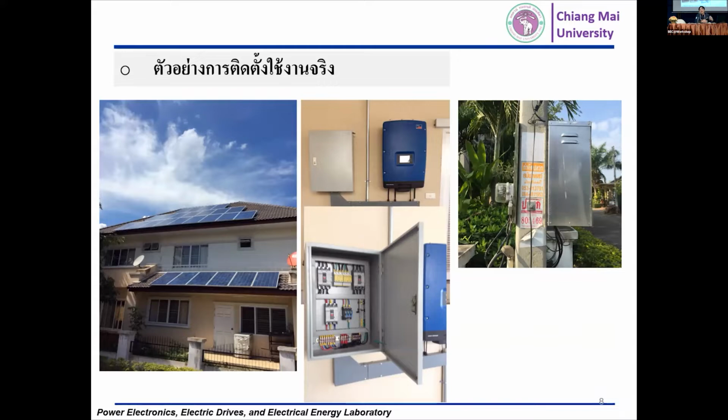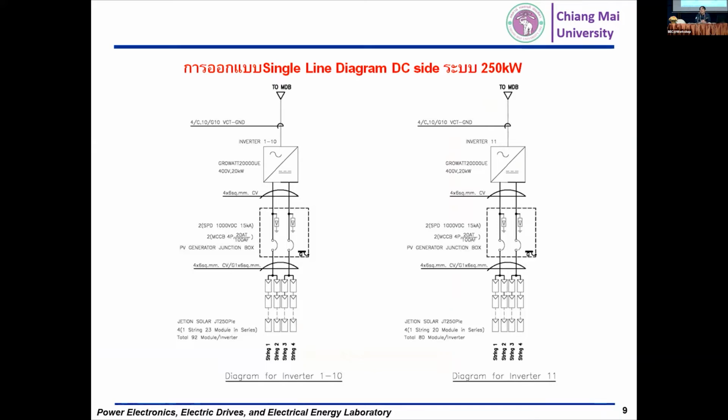So this is installing the solar on the rooftop, and some of the installation was done technically by me, converting the PV power into AC by inverter. And this is the first thing in electrical engineering, drawing the single line diagram from the solar and converting the energy to the grid.